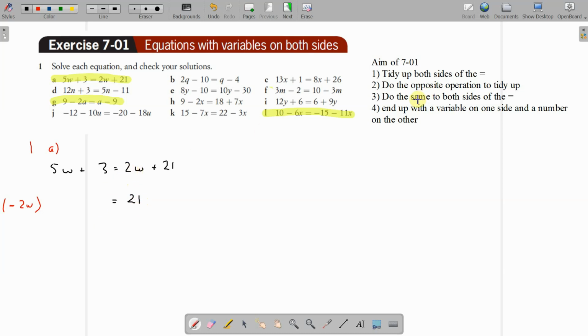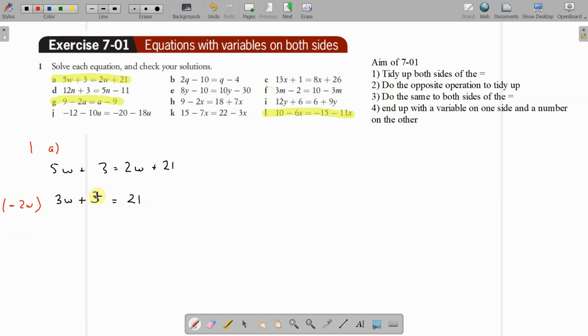Then the third aim, do the same to both sides of the equal sign. So we're going to take 2w away from all this. Now we can't take 2w away from 3, but we can take 2w away from 5w. 5w minus 2w, all that's left is 3w. So now we've done our first bit of tidying up, but we've still got the plus 3 there. There's no variables on this side. That's good.